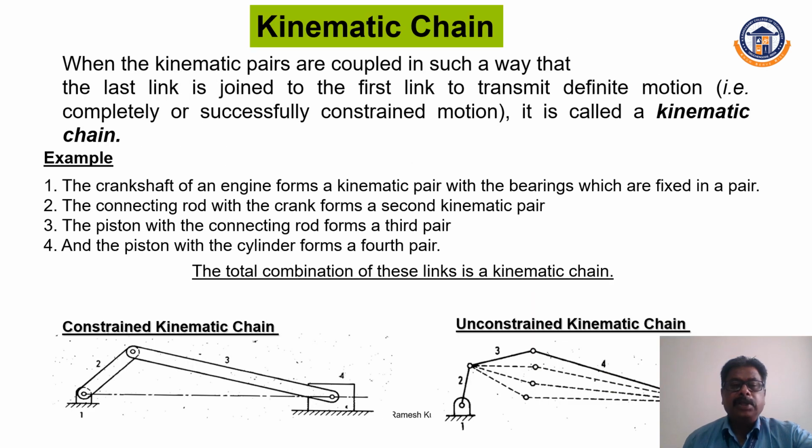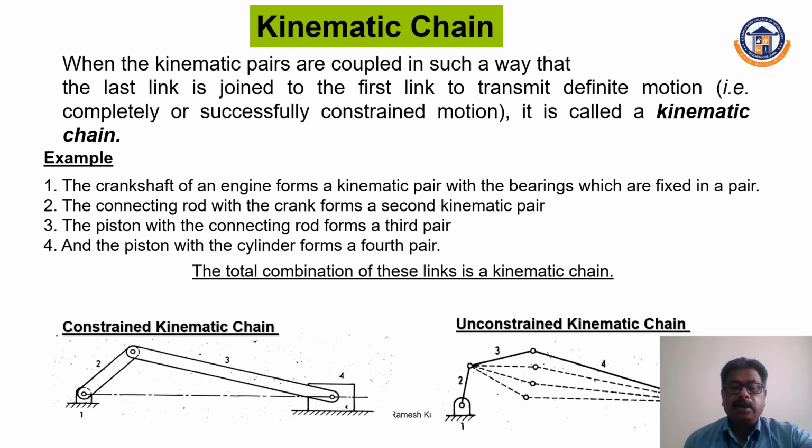Kinematic chain: when the kinematic pairs are coupled in such a way that the last link is joined to the first link to transmit definite motion, that is, completely or successfully constrained motion, it is called a kinematic chain. For example, the crankshaft of an engine forms a kinematic pair with the bearings which are fixed in a pair. The connecting rod with the crank forms the second kinematic pair. The piston with the connecting rod forms the third kinematic pair, and the piston with the cylinder forms the fourth kinematic pair. The total combination of these links is a kinematic chain.